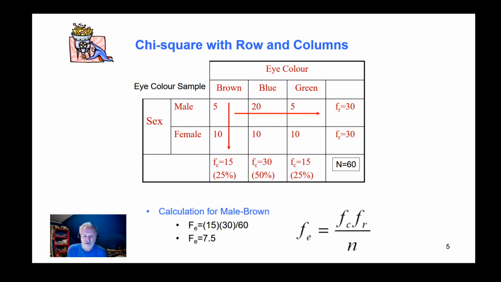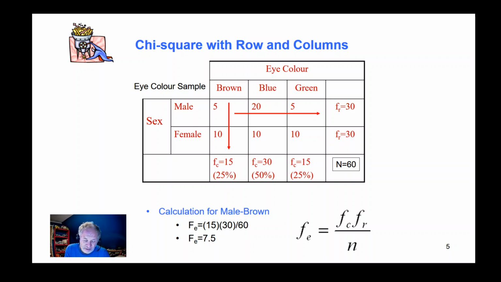The first thing you need to do is calculate your column totals and your row totals. So FC is the frequency for the column, and that would be the brown-eyed people. The frequency for the brown-eyed people is the 5 males plus the 10 females, which is 15. The frequency for the blue-eyed is 20 males, 10 females, which is 30. And the FC for the green-eyed is the 5 plus the 10, which is 15. Now, if I ignored the person's sex, the breakdown by eye color is 25% of the sample has brown eyes, 50% has blue eyes, 25% has green eyes.